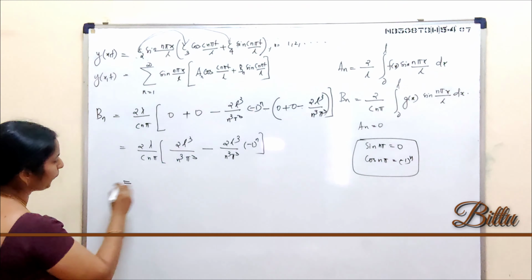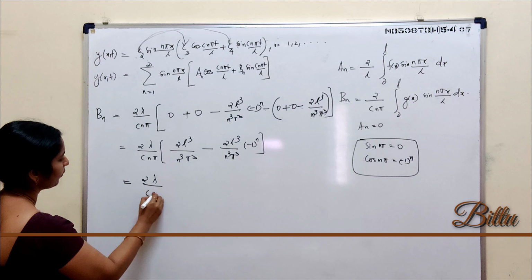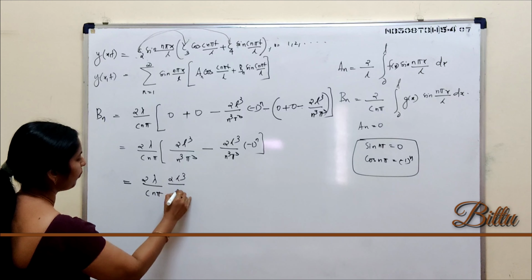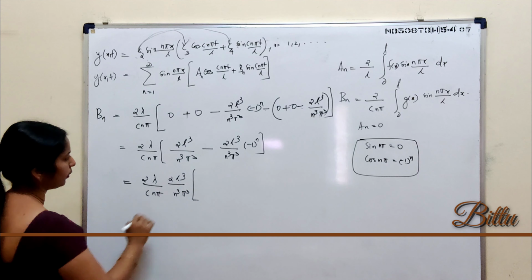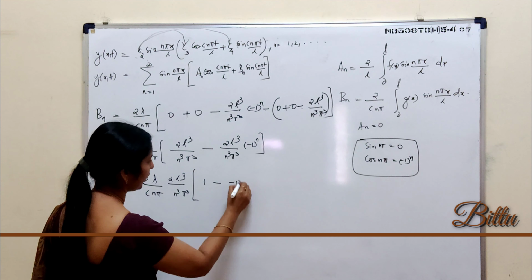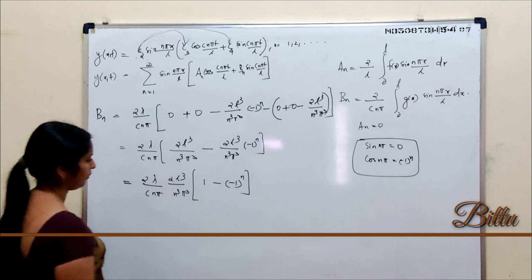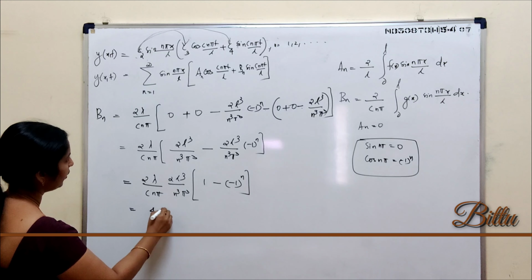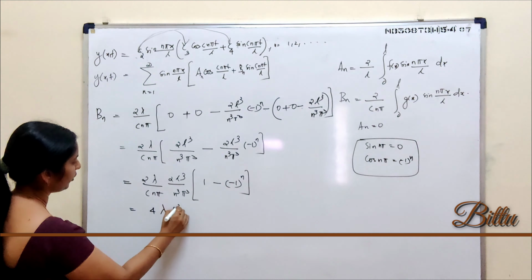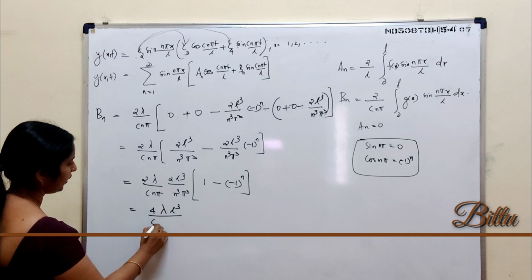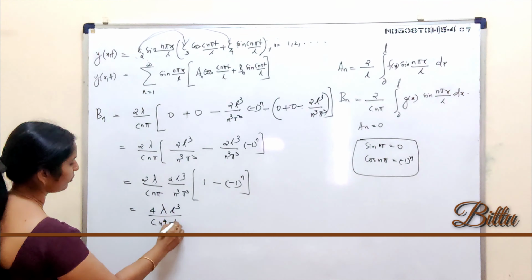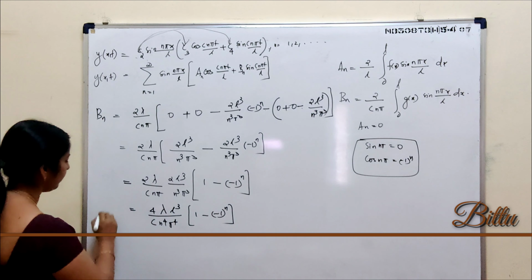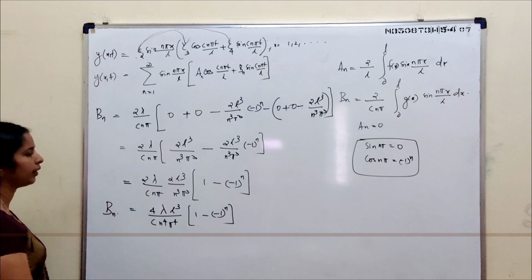So this is equal to, you can see 2L cube by n cube pi cube is a common factor, so you take it outside. So 1 minus (minus 1 raised to n). And it is 4 lambda L cube by c n raised to 4 pi raised to 4 into 1 minus (minus 1 raised to n). That is our required Bn.